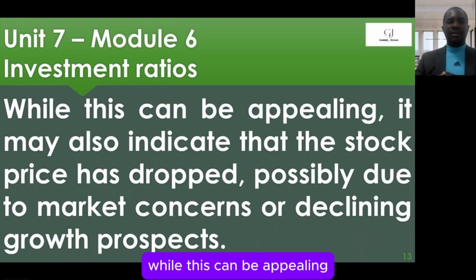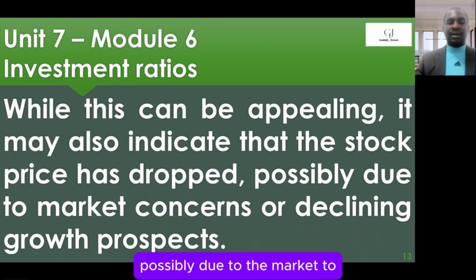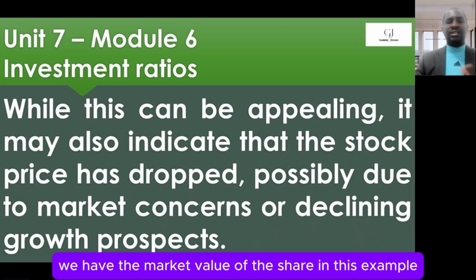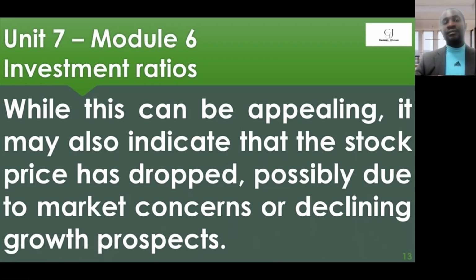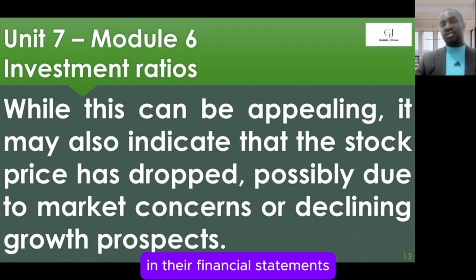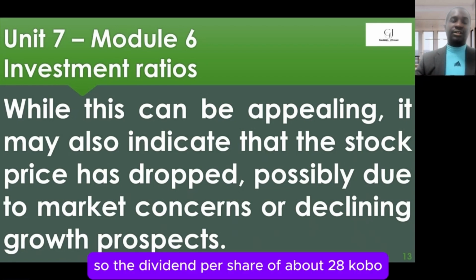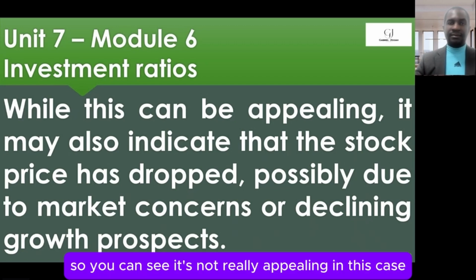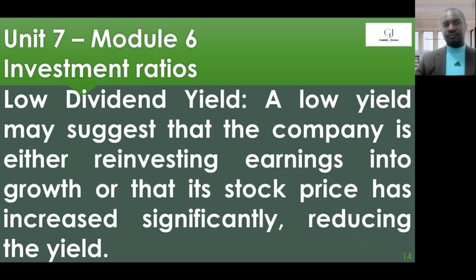While this can be appealing, it may also indicate that the stock price has dropped in the market, possibly due to market concerns or declining prospects. So we have the market value of the share in this example as 5 naira, and we have 28 kobo declared in the 2020 financial year in their financial statements. So the dividend per share of about 28 kobo compared to the market price per share is just 6%. So you can see it's not really appealing in this case.